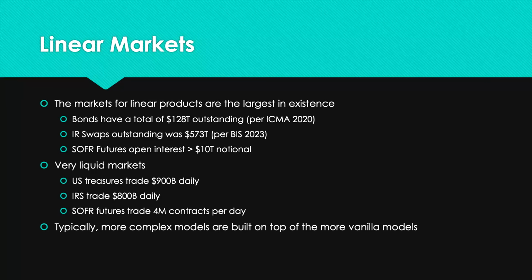In a market of this size, it trades a lot. The daily volumes, treasuries approaching $1 trillion a day. Interest rate swaps, comparable. Again, futures, something like 4 million contracts a day in the SOFR futures, which are the main short-term interest rate contracts. And then I think a lot of the more complicated models start with the simple stuff and then build up on top of that.